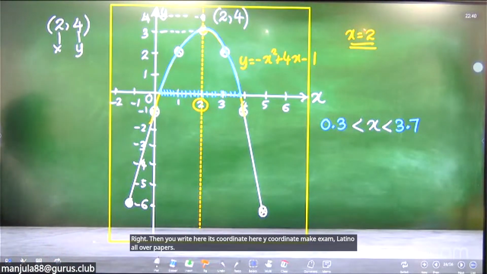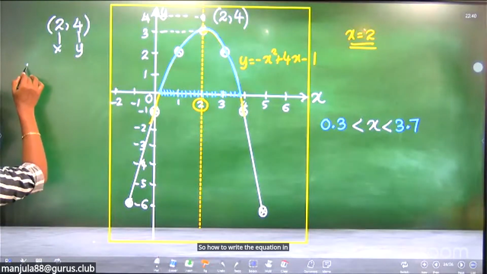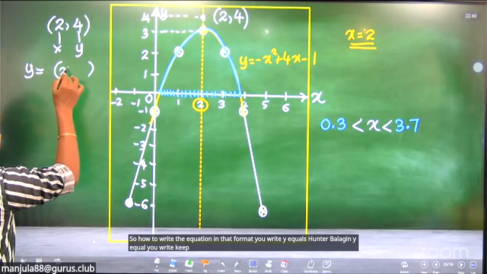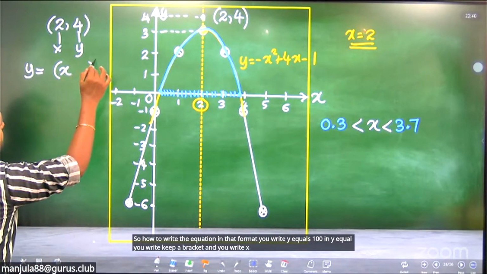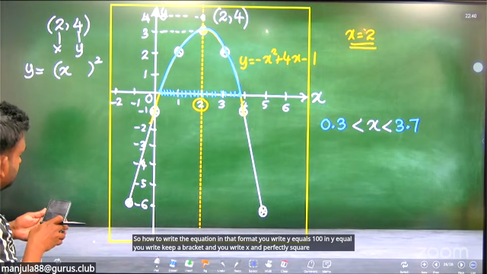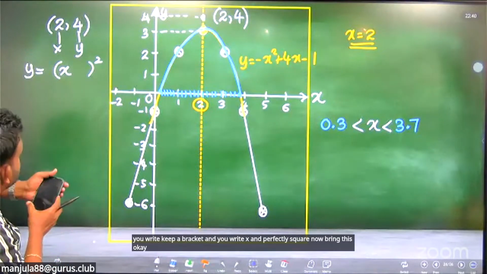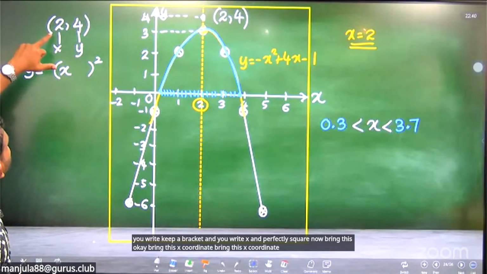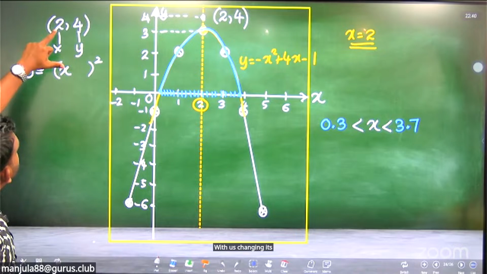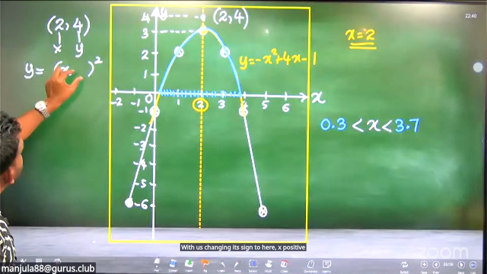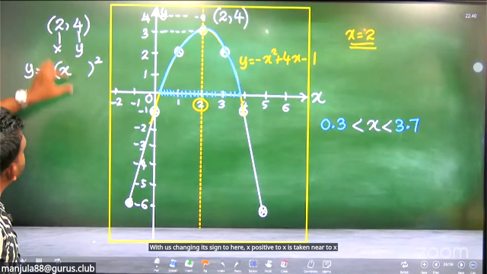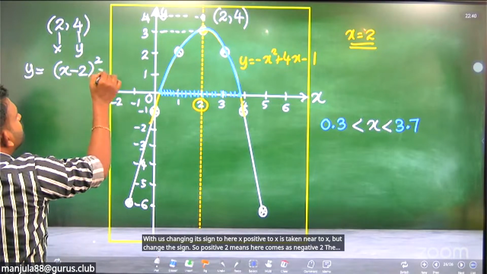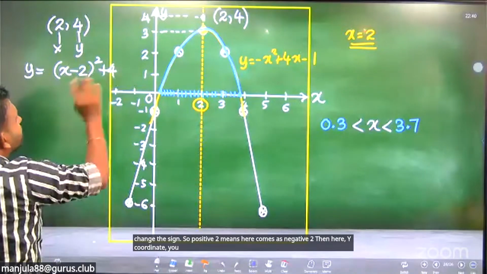So how to write the equation in that format? You write y equals, keep a bracket, and write x, perfect square. Now bring this x coordinate here, changing its sign. X is positive 2, so here it comes as negative 2. Then the y coordinate, you attach at the side as positive 4, as it is.